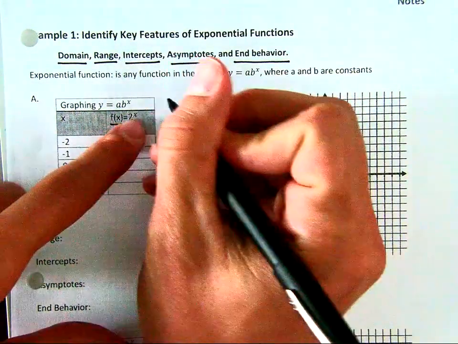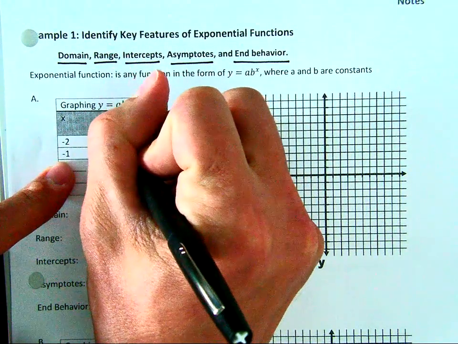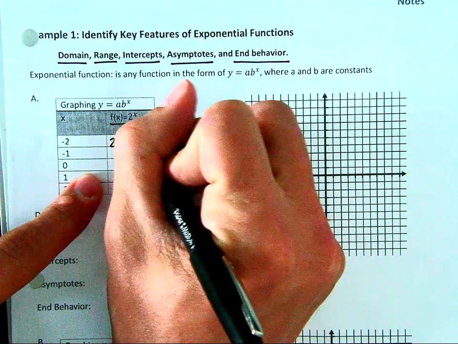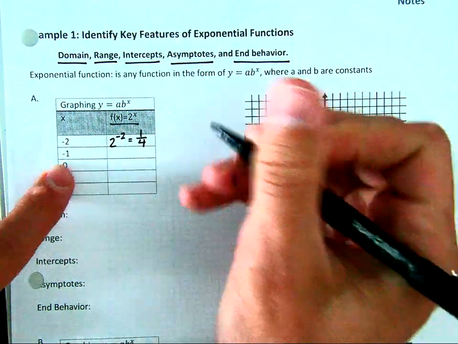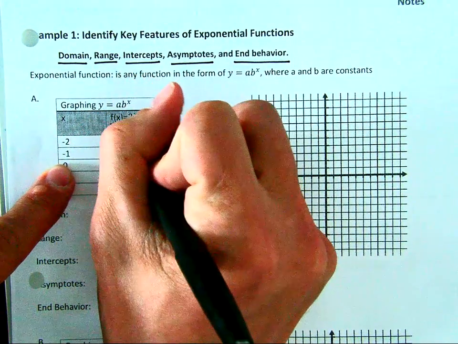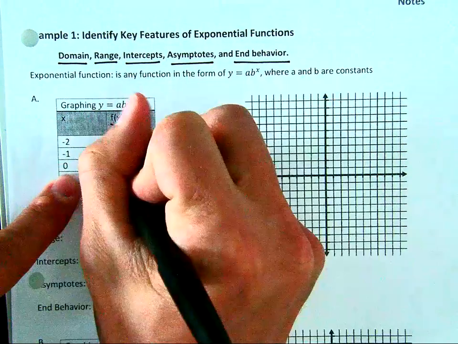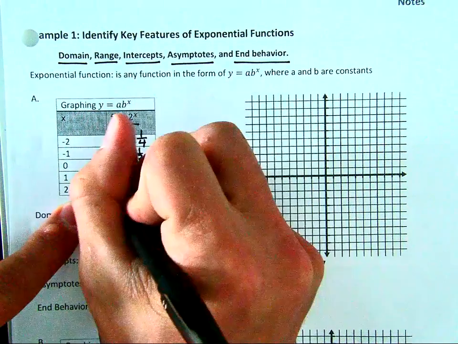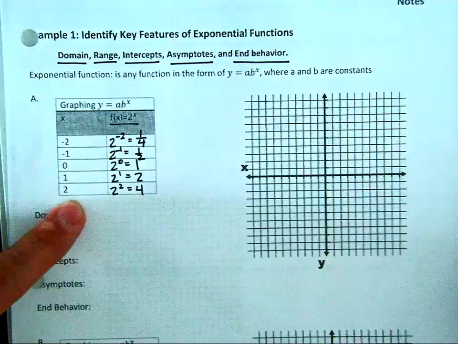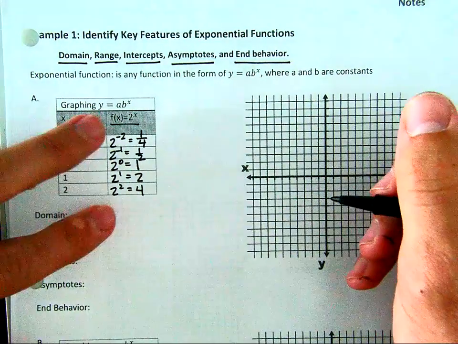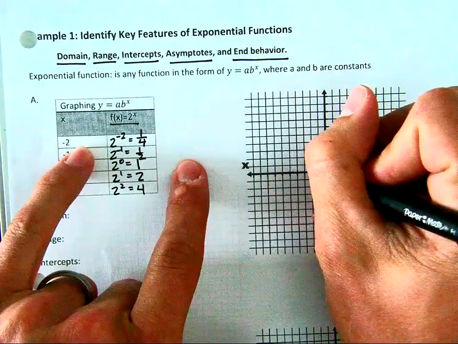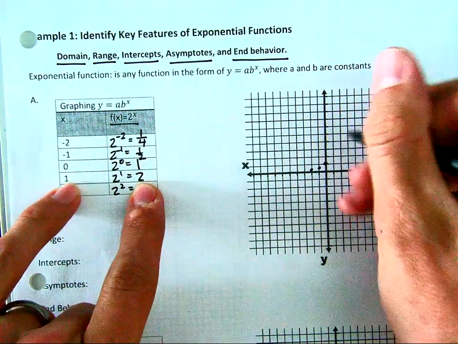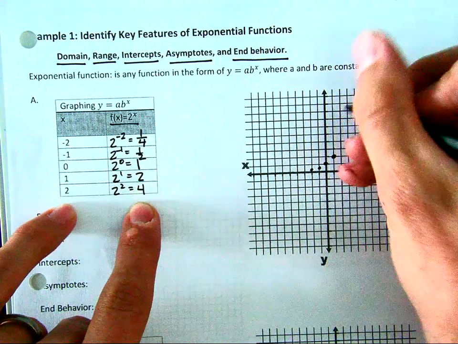So I want to take -2, plug it in for x. We have a negative exponent, so this is the same as 1 over 2 squared, which is 1/4. 2 to the negative first is going to be 1 over 2. 2 to the 0 is 1. 2 to the first is 2. 2 to the second is 4. All right, so I'm going to go ahead and plot these on the graph just to give us a basic idea. -2, 1/4; -1, 1/2; 0, 1; 1, 2; and 2, 4.